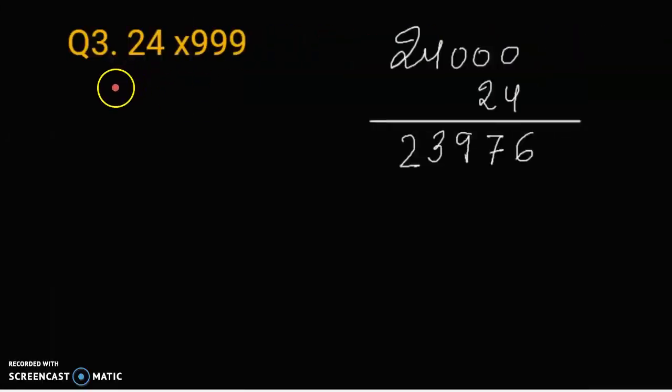Take a look at question number 3. Here multiplicand is less in number, multiplier is more in number. No problem, you can write this multiplicand 24 and then put 3 zeros, as there are 3 9s. There are 3 9s, so you have to put 3 zeros and then subtract 24. So 10 minus 4 is 6, 9 minus 2 is 7, 9 minus 0 is 9, 4 becomes 3 and 2, and that is your answer.